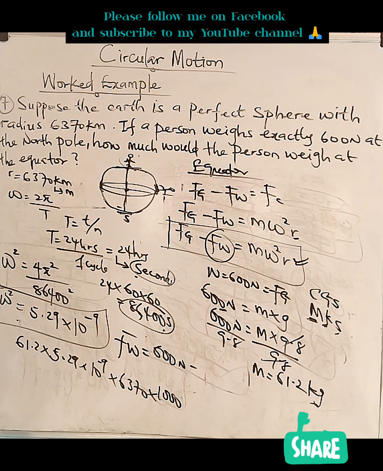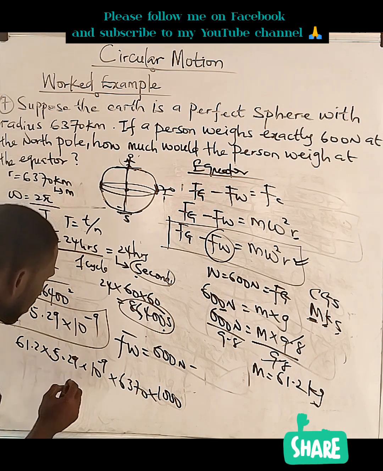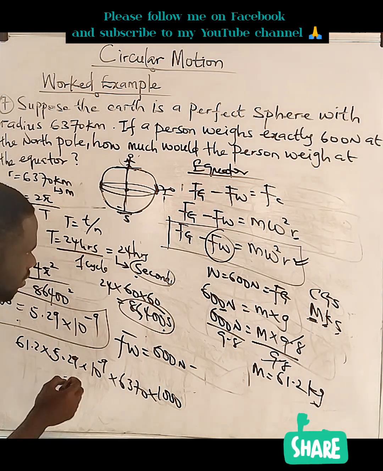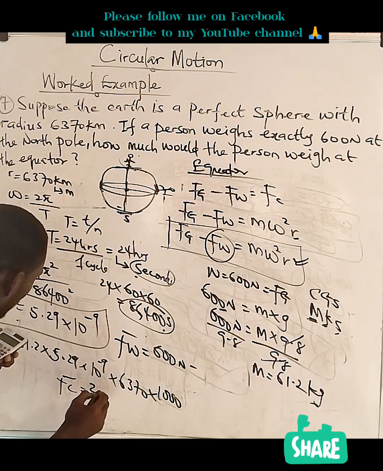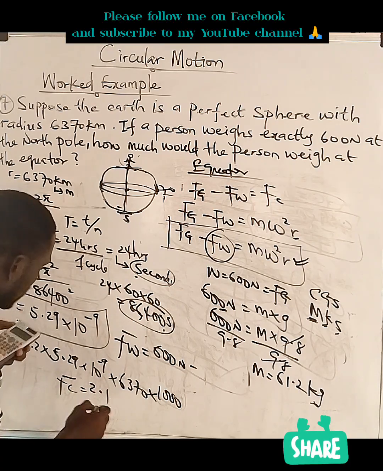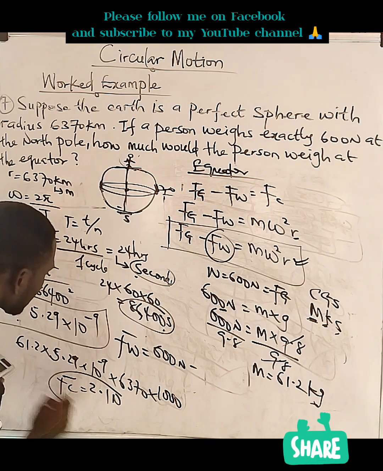Then 61.2 as our answer times 6370. There are 3 zeros to it. That's in meters. So what do we have? We have 2.06. So it means the centripetal force is 2.1 Newton. That's the centripetal force.